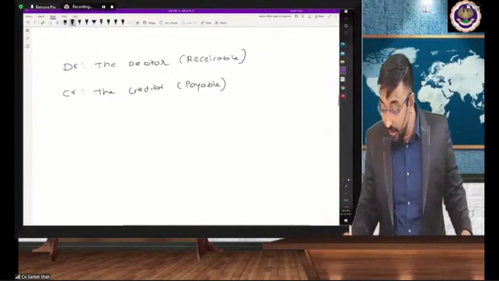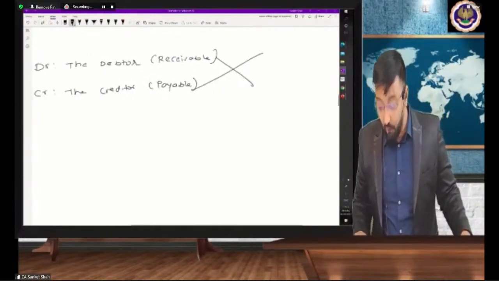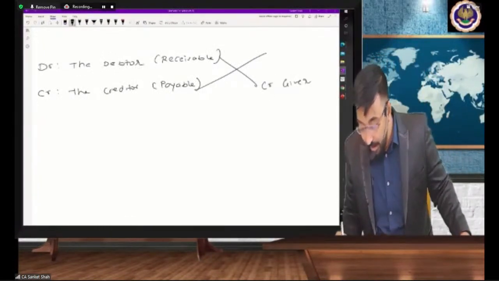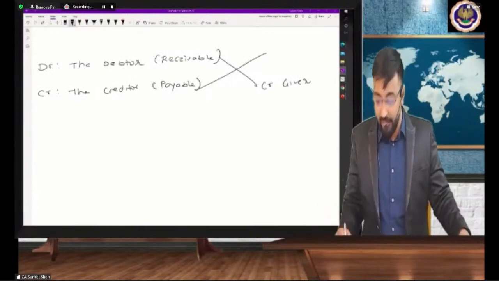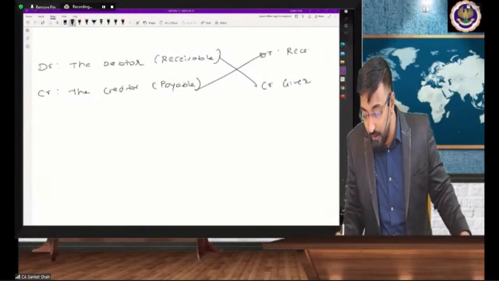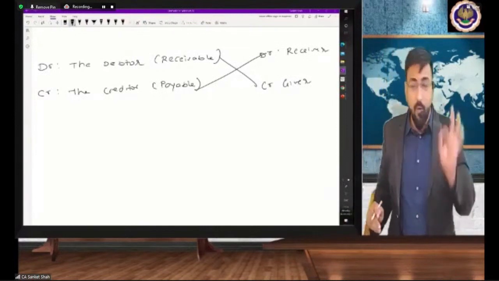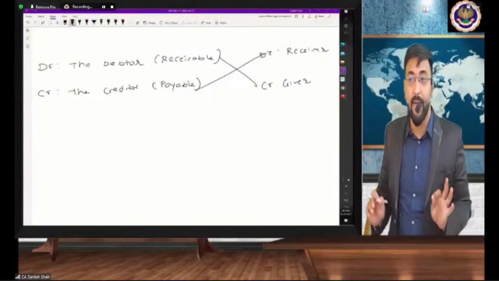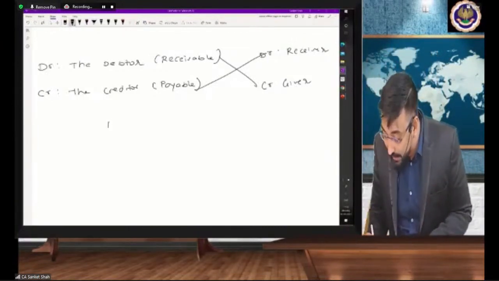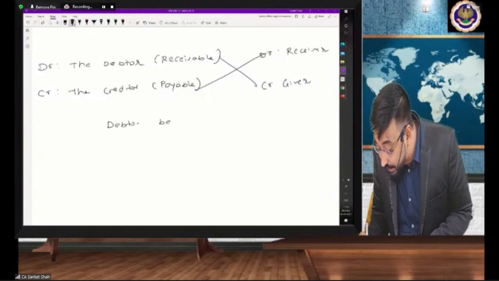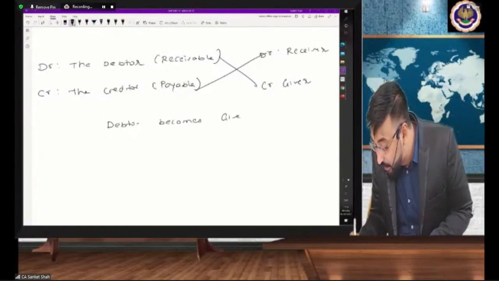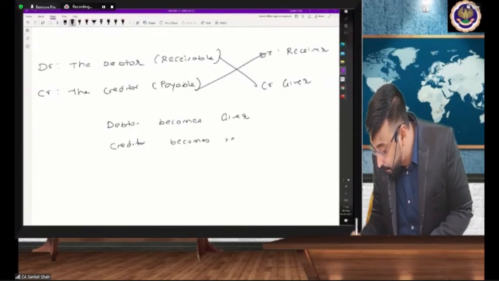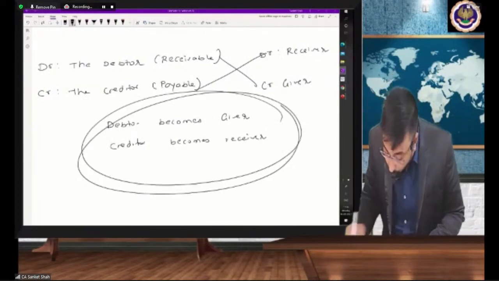And when the debtor pays, or when we collect the amount from the debtor, he becomes the giver. And when we pay someone, our creditor, he becomes the receiver. So every one of you, write down in the comment section: debit the debtor, credit the creditor. And what is the important sentence? Debtor becomes giver, and creditor becomes receiver. Please focus on this point.